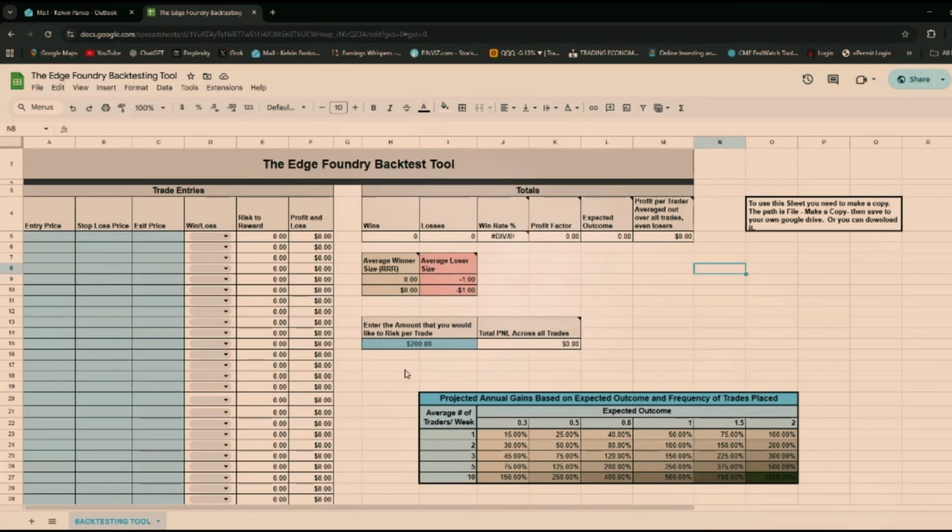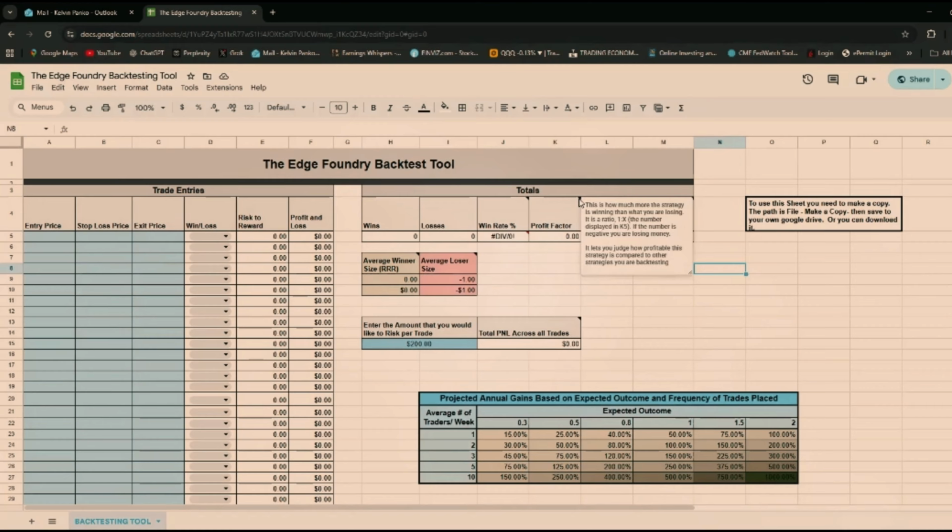I tried to keep this as simple as possible, but I can see that I probably overdid it a bit. There's a lot of metrics on here. So I put in these notes, these little black triangles in the corner. This is a note. So this explains what the win rate is. That one's probably pretty easy to understand. Percentage of your winners versus your losses.